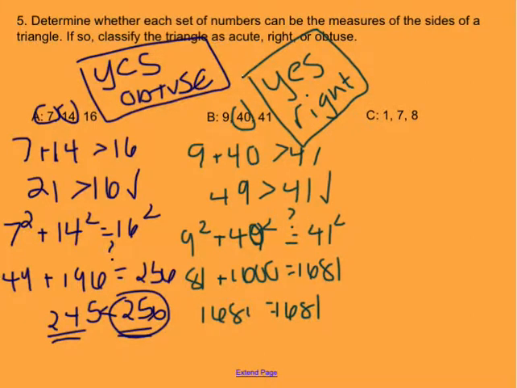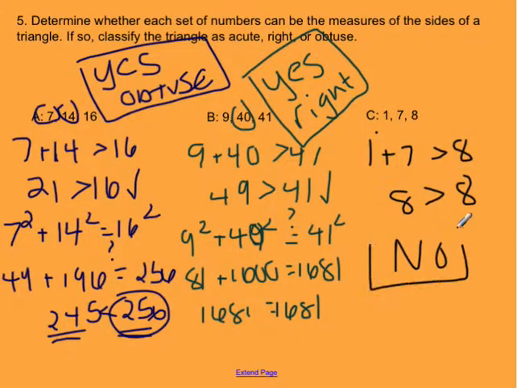So let's take a look at letter C. We're going to take the two smaller sides and add them together. Make sure it's larger than the hypotenuse. Well, you know what? It's not larger. It's equal to. In order for it to be a triangle, it has to be larger. So no, that is not a triangle at all. So we can't classify it because it's not even a triangle.